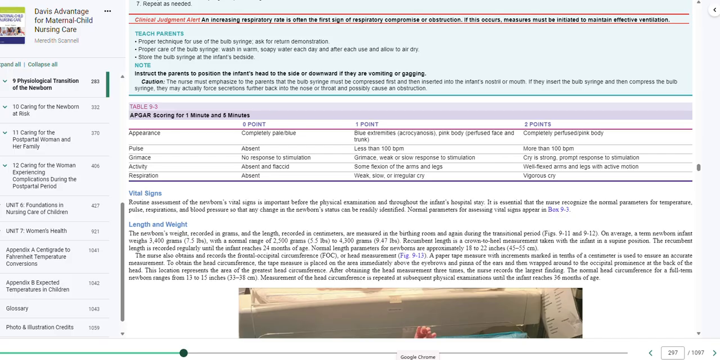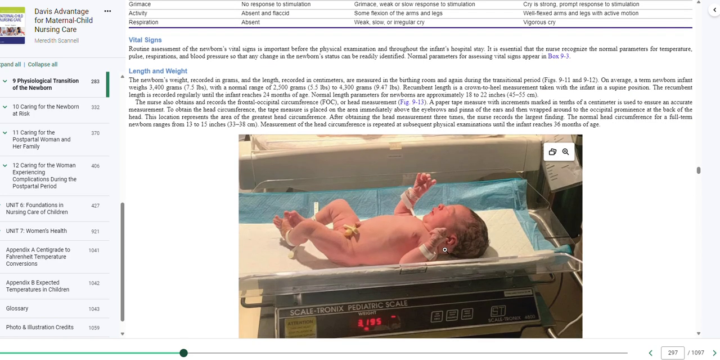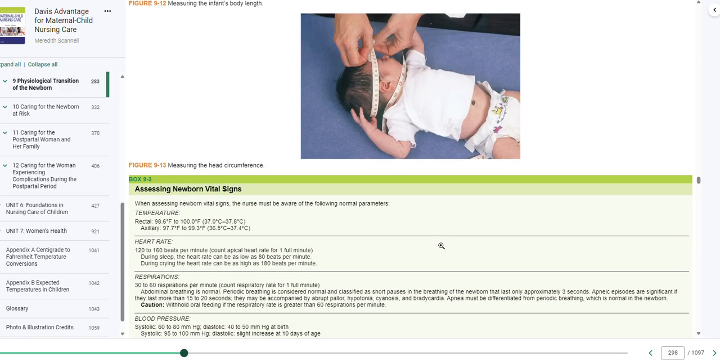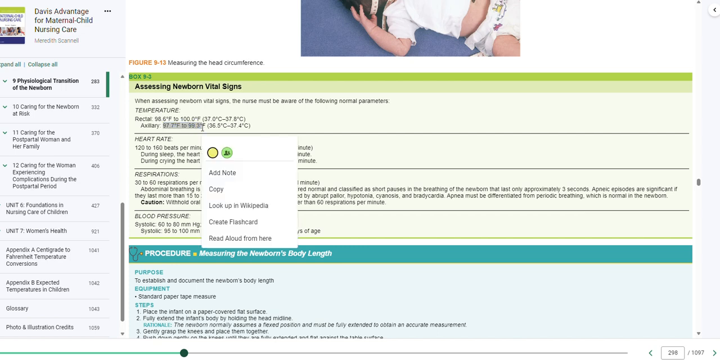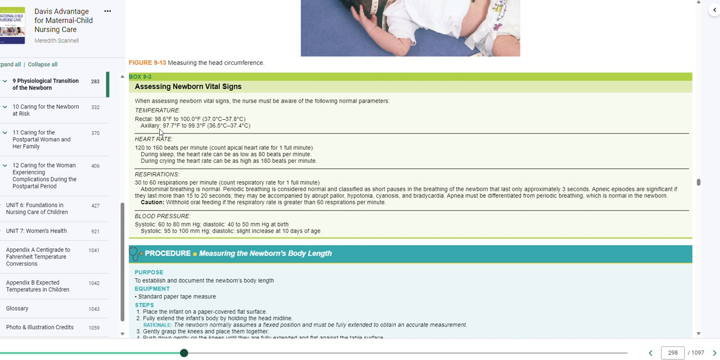Alright, so let's look at vital signs. At the bottom of page 298, there's box 9.3. This is a wink and a lollipop. This axillary temperature is different from what you've seen before, but I need you to know that this is okay. This is normal, okay?